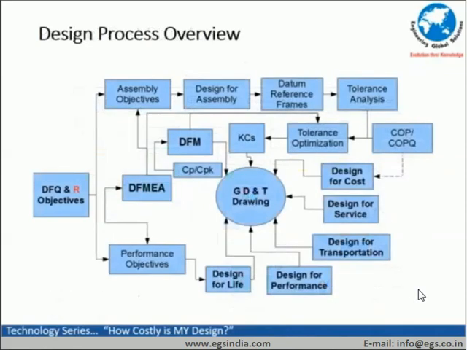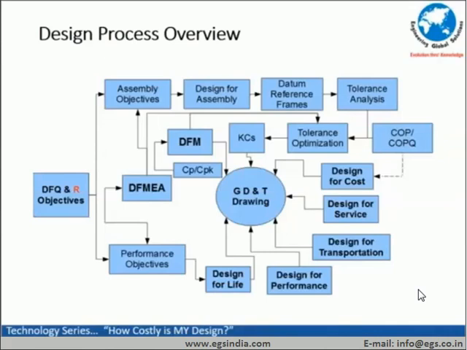Now, when we look at the design process overview in alignment with the cost, there are two objectives that we need to look at: the quality and the reliability. The quality and the reliability objectives, which are derived from the statement of requirement, can be classified into the assembly objectives and the performance objectives. Both are driven by the design failure modes and effects analysis, and the RPN numbers of the design failure modes and effects analysis would help you to look at and prioritize your quality and reliability objectives and put them on your drawings.